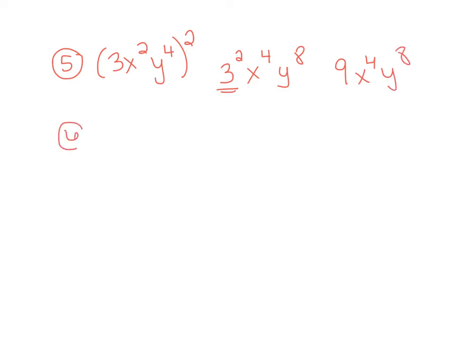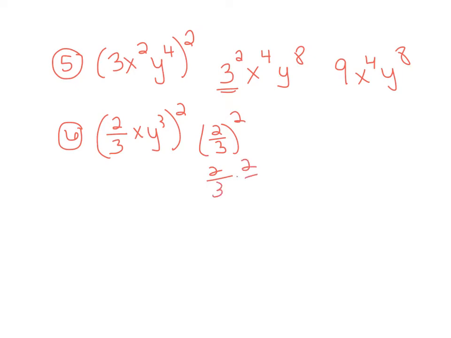Where I saw some problems, especially on the homework, was when you had a fraction, such as 2/3, x, y cubed, all squared. Remember, you have to do 2/3 squared. So 2/3 times 2/3, 4/9. X to the second, y to the sixth. Because remember, you multiply when the exponent's on the outside.